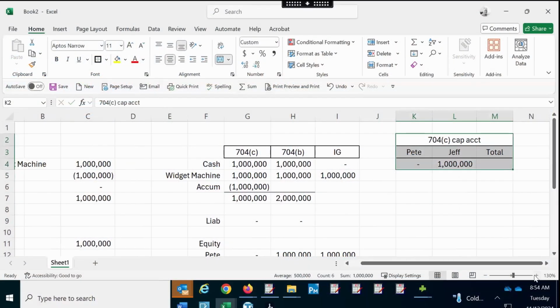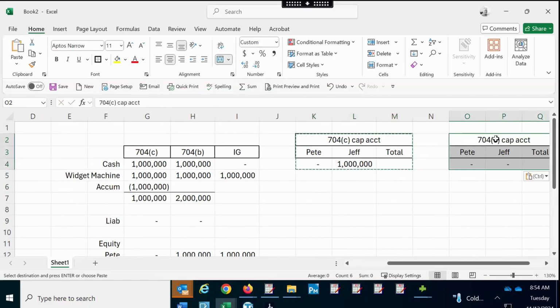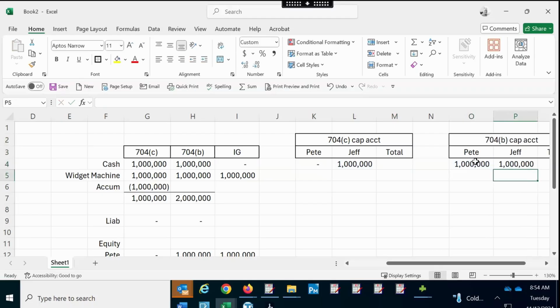Okay. Now we have, and believe me, this is going somewhere. I don't know where. This is going somewhere. Okay. And now we have 704B, right? Yep. And they would both be $1 million. Okay. All right. Everything's the same so far.